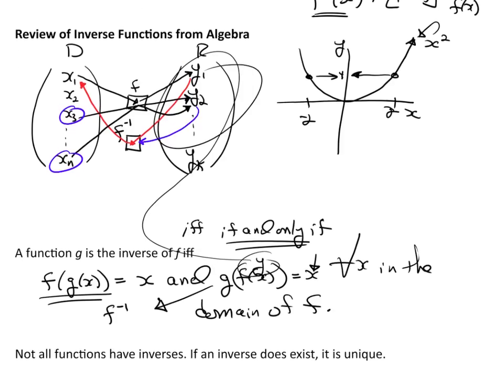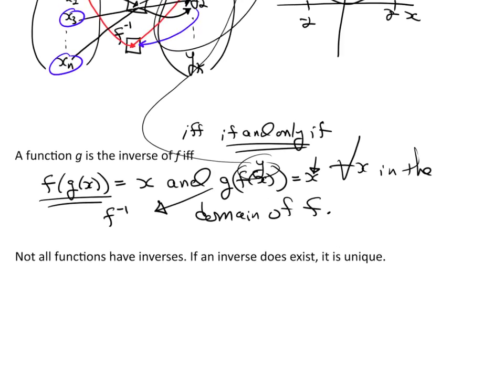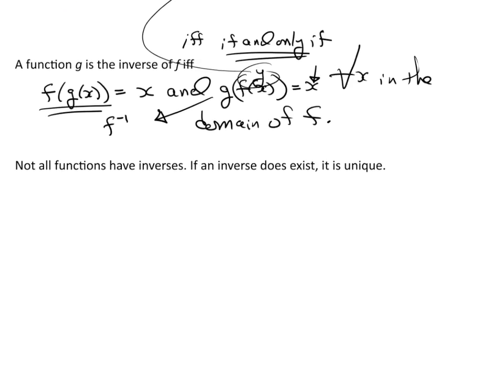Now, not all functions will actually have an inverse. And if a function does have an inverse, that inverse will in fact be unique. We won't have more than one inverse function for another function. So if a function has an inverse, that inverse is in fact unique.